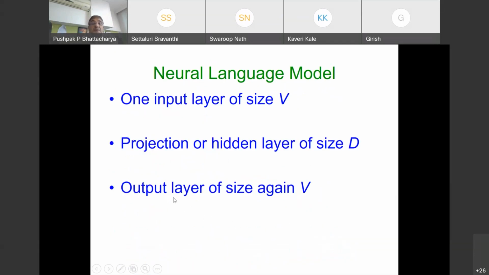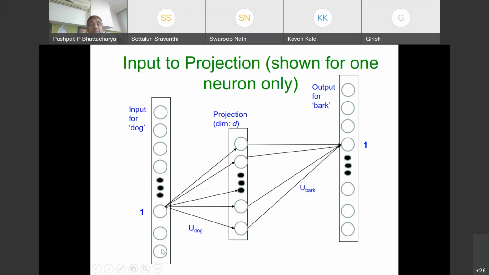In the neural language model, what will happen is that we have the input layer of size V, a projection or hidden layer of size D, and the output layer of size again V. So I give the input word W in the input layer, and I obtain the next word W next in the output layer. Okay, one of the neurons will fire, and this will become on. Now, what is the number of parameters to be learned here? The number of parameters is V into D. So many weights here, and also D into V, so many weights from hidden to output. So clearly the number of parameters being learned is order V.